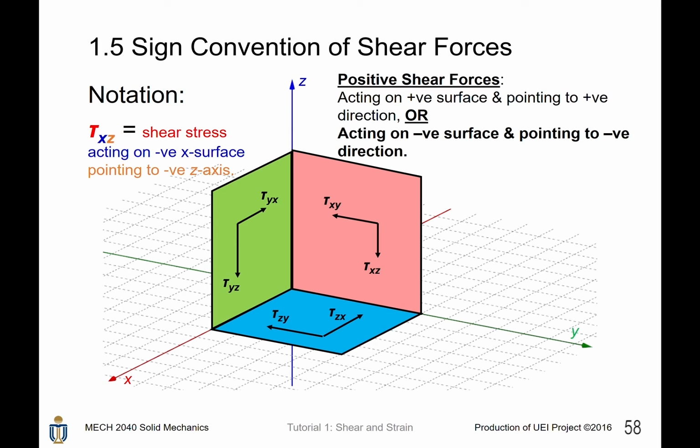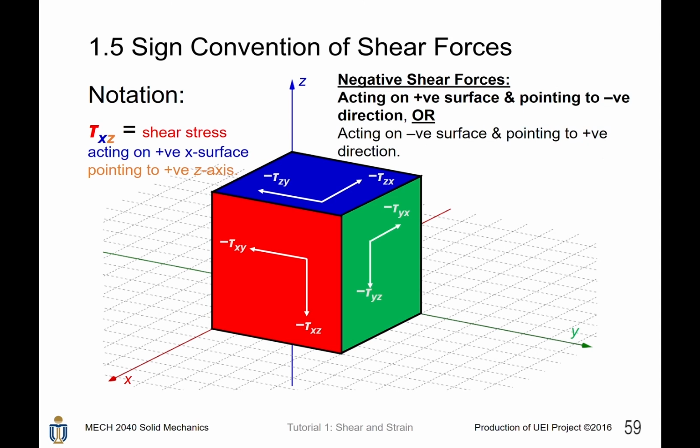Tau xz means acting on the negative x surface pointing to negative z direction, etc. As long as the symbol of the surface and your direction are the same, then your shear stress is positive. One problem is that you might want to ask, what is tau xx? The answer is no, there is no such thing acting on x surface pointing to x direction.